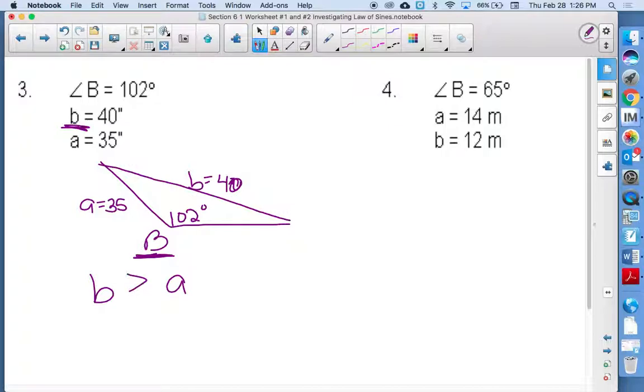Cade, how does side B compare to A? So what does that mean about our triangle? Yeah, so there would be one obtuse triangle, as the given angle is obtuse, therefore this is going to be obtuse. Questions?